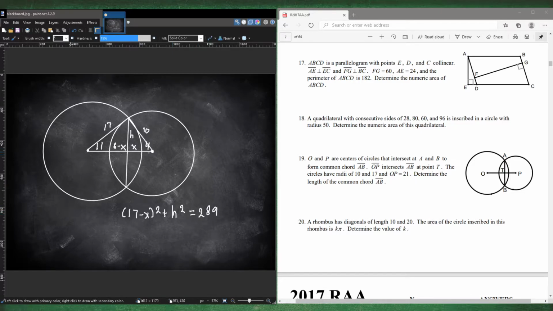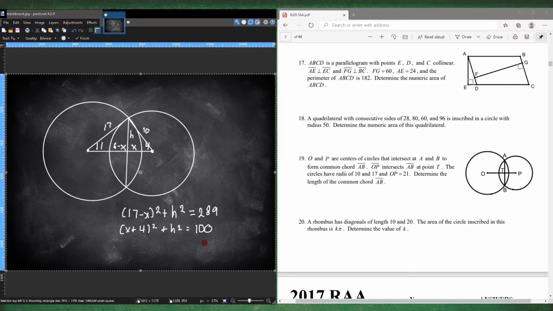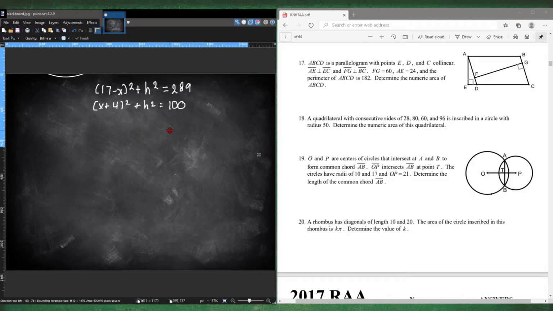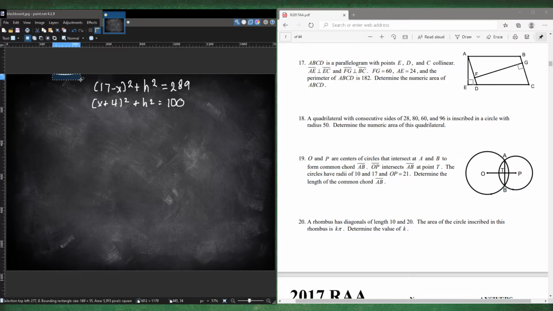And we also know that x plus 4 squared plus h squared is equal to 10 squared, which is 100. And now we basically don't even need the diagram anymore. We just need to solve this algebraically. I always emphasize drawing a picture to understand what you're doing. Even though it might seem like a negligible step, it's really helpful.